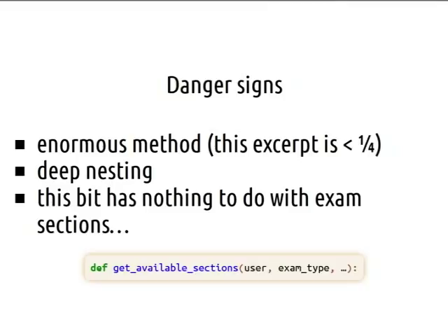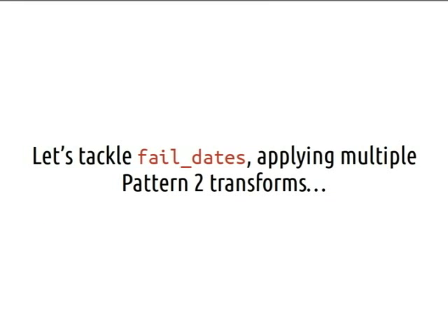Are you kidding? This is an enormous method. Again, this excerpt is about a quarter of it. Notice it's like 6 levels of nesting deep. And the bit that I'm actually working on here has nothing to do with the method name, which is get available sections, or I guess it's a procedure. It doesn't actually have anything to do with it.